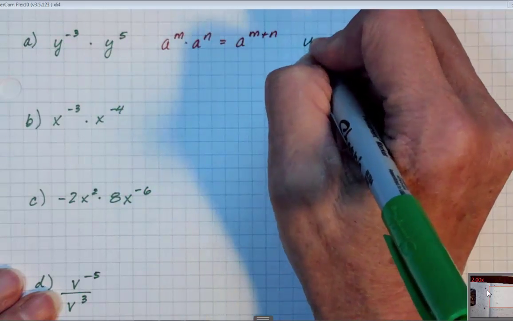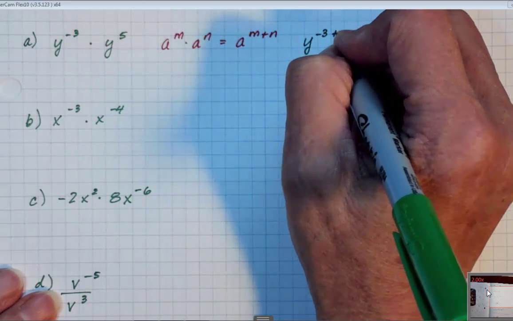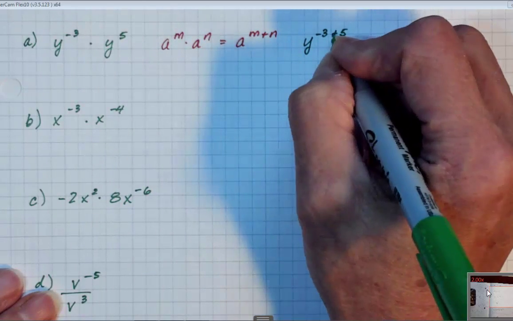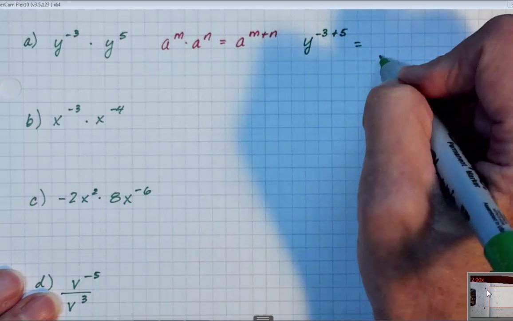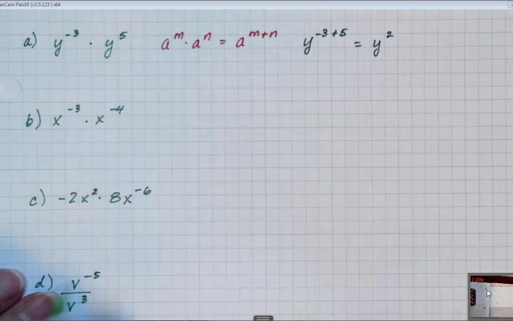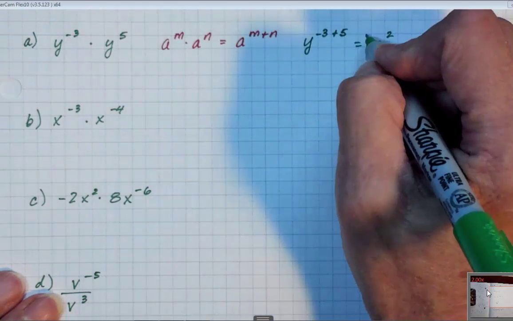We're going to take y to the negative third, and we're going to add 5. When we add negative 3 and 5, you should come up with a positive 2. So the answer is y to the second.